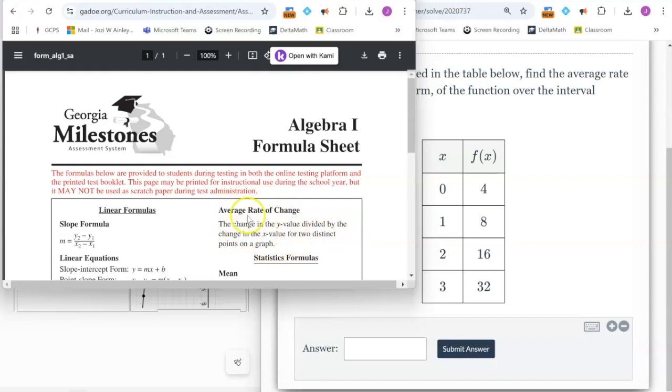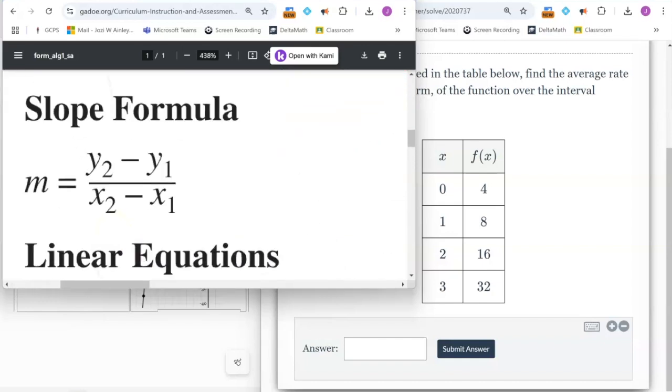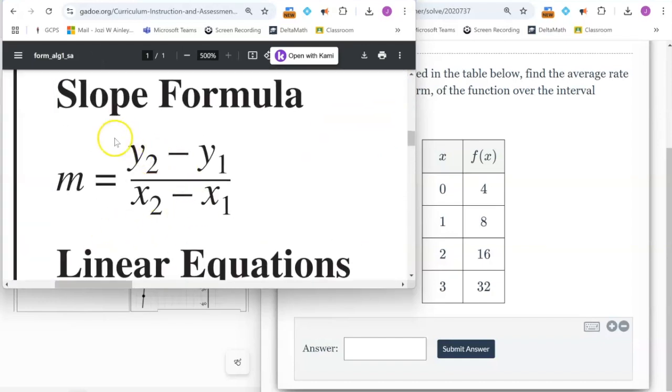And that's just a fancy way of saying, look right here, the slope formula is the change in the y value, so y2 minus y1, how y is changing, divided by the change in the x value. And the only difference between the slope and average rate of change is that it's for two distinct points on the graph, because it's not a constant rate of change. So that's the only difference. All right, so we're going to start off with the slope formula. This is really how you find average rate of change.